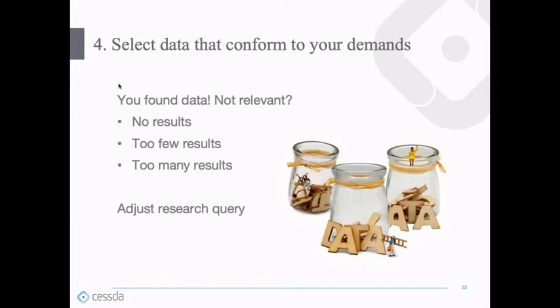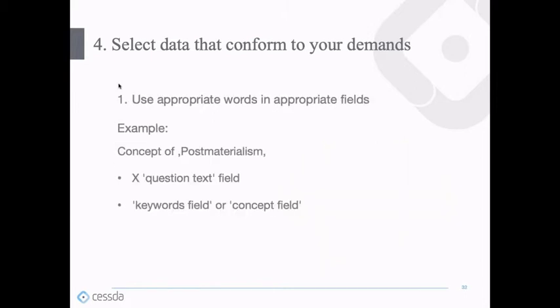There are some useful tips on what to do when you cannot find what you want. First is to use appropriate words in appropriate fields. For example, you are looking for data that reflect the concept of postmaterialism. If you type postmaterialism into the question text field in a search engine, the search will retrieve nothing because the word postmaterialism is not included in the wording of the respective questionnaire.